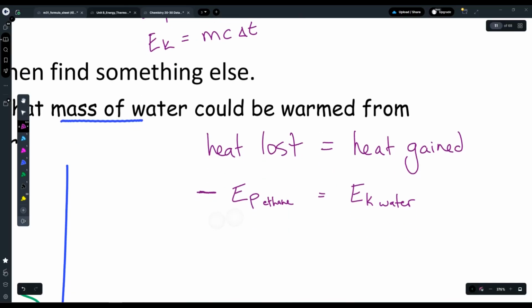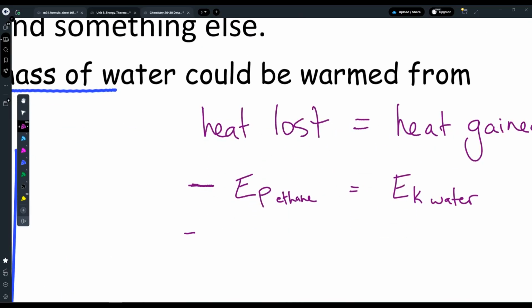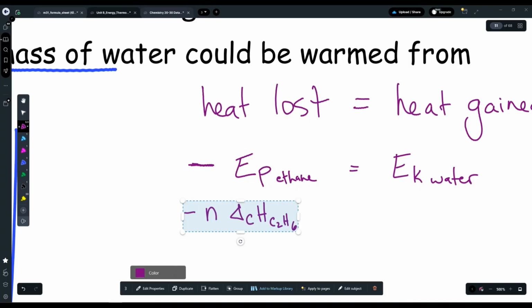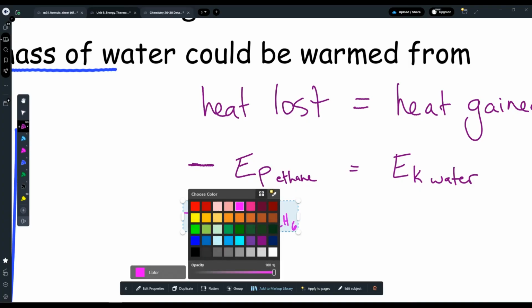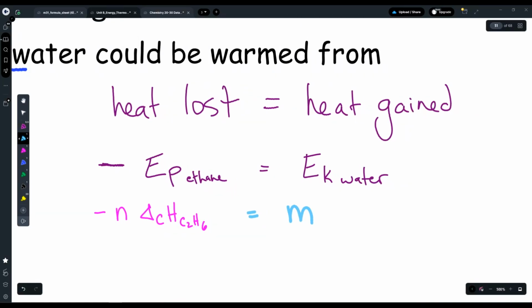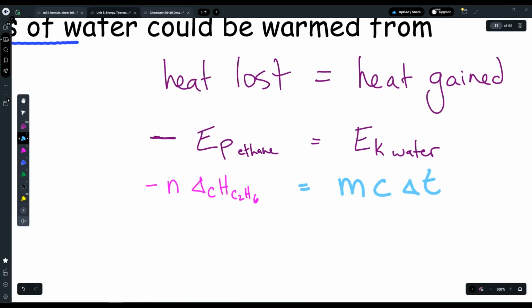Okay, so let's expand both of these here. So we've got negative moles times molar enthalpy of combustion for ethane. And actually, let's do all of these as pink so we can color code it so it's easy to track what belongs to what. And then EK for water, mc delta T. So anything that's blue belongs to water, anything that's pink belongs to ethane.